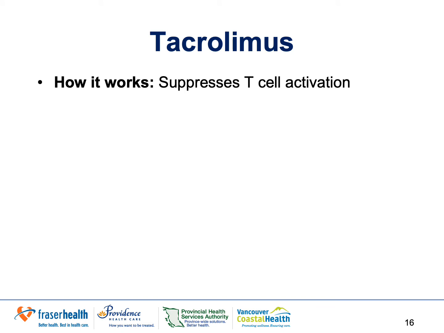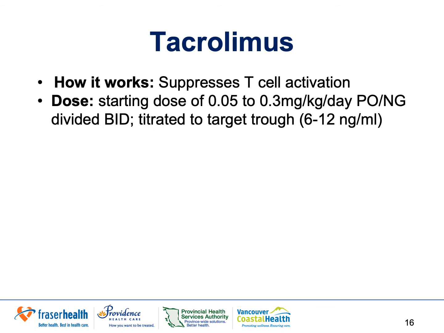How it works is by suppressing T cell activation, and the starting dose is usually 0.05 to 0.3 milligram per kilogram per day, PO or through NG tube, divided BID every 12 hours. And it's titrated to a target trough of 6 to 12. And this target trough can change depending on how long it's been since the transplant.